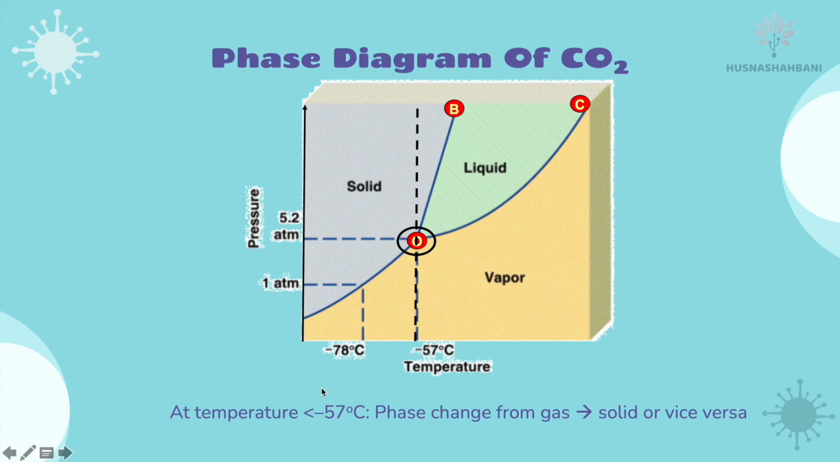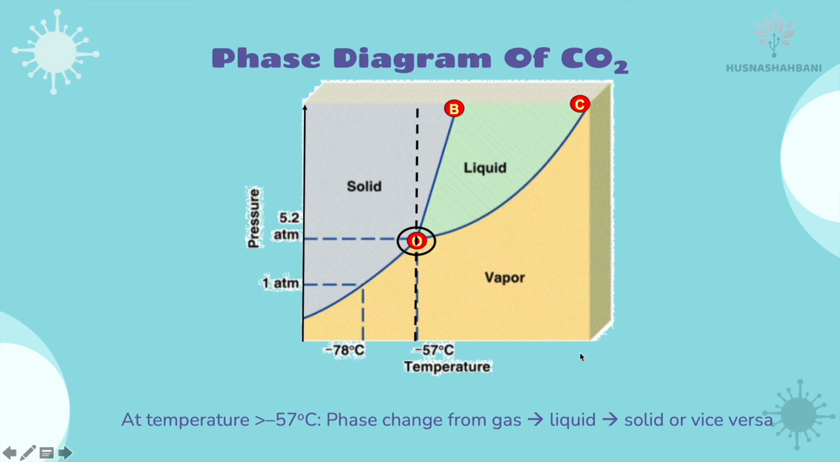At the temperature below negative 57 degrees Celsius, any region here, you can find carbon dioxide in solid or gas form. So it depends on the pressure. If the pressure is high, above 1, any region here, you can find carbon dioxide in solid form. And any region here, you can find carbon dioxide in gas form or vapor.